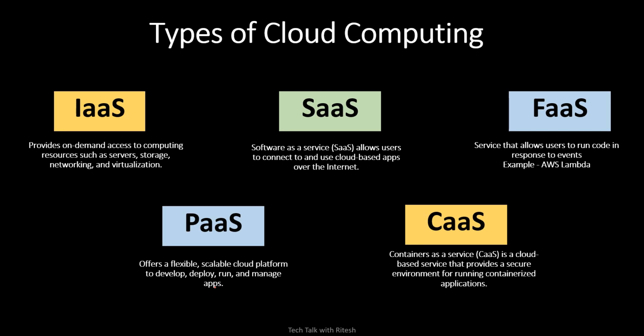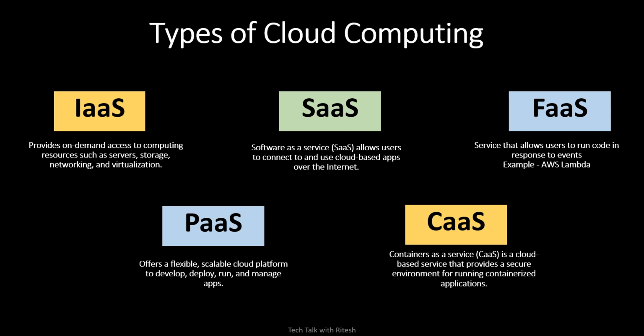Container as a service is a bit complex topic, but we can have a web application in a container and then we can deploy containers. When we have the demos of AWS, I will try to explain what container as a service is. The definition says a container service is a cloud-based service that provides a secure environment for running containerized applications. But we'll discuss it later, because if I try to explain it right away, maybe it will be difficult to understand. Just keep in mind there are these types of cloud computing services available to us.